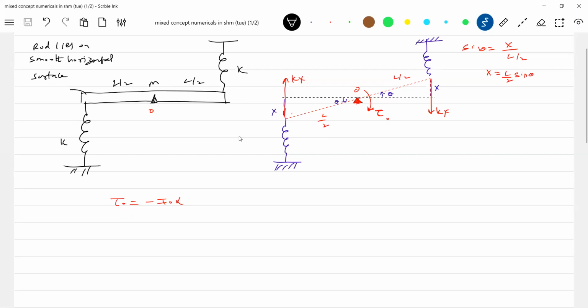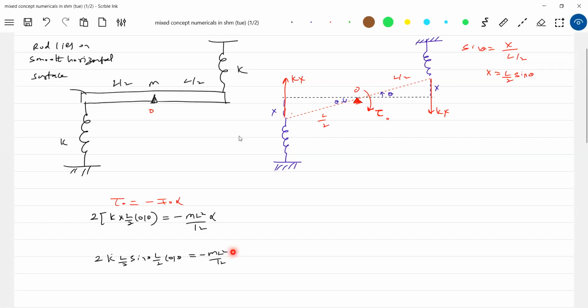So this should be equal to 2 into kx into L by 2 cos theta, which should be equal to minus ml square by 12 into alpha. Look at this condition. What can be this distance? L by 2 cos theta. So let me replace the value: 2k x, with x equal to L by 2 sine theta, times L by 2 cos theta, equals minus ml square by 12 into alpha.